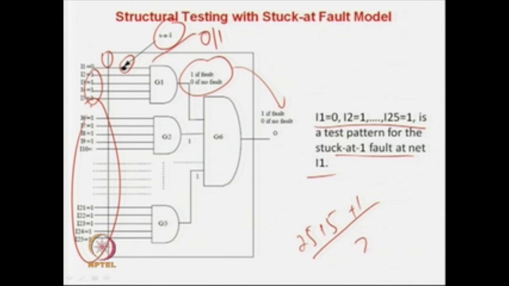So this is 26 nets are there. So in this case, how many stuck at faults should be there? It can be 2n, that is 26 into 2. But we will see that it is much less than that. So how do you do that? So we see that there is a stuck at one fault here, and the pattern to detect this is this one. That is 0 at this net and 1 in others.